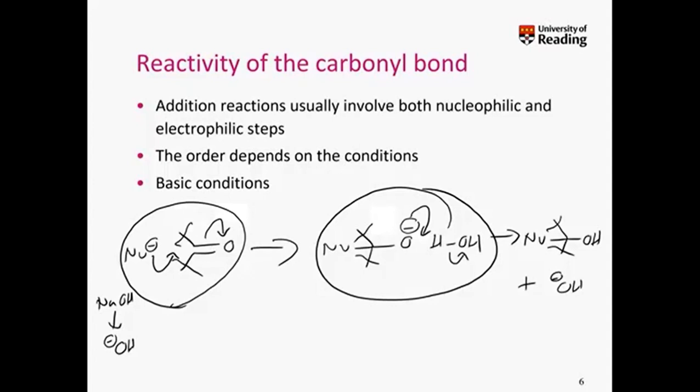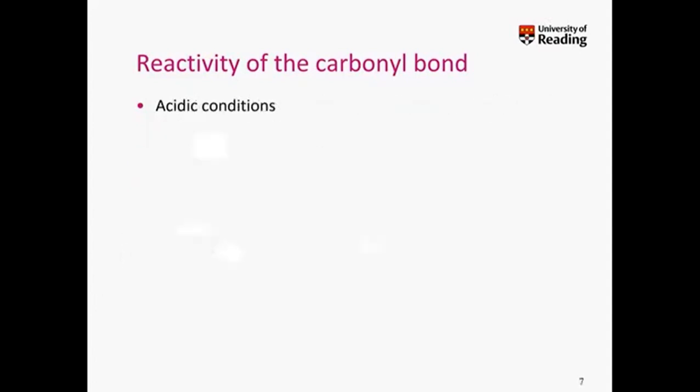So that's the basic conditions. We've then got acidic conditions. Okay. So under acidic conditions, we're going to do the opposite. We're going to do the electrophilic first and then the nucleophilic. So under acidic conditions, we're going to have H plus in there. Yeah, that's what an acid is. It gives a source of H plus.